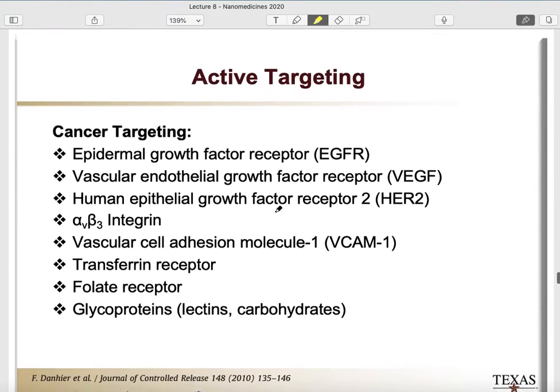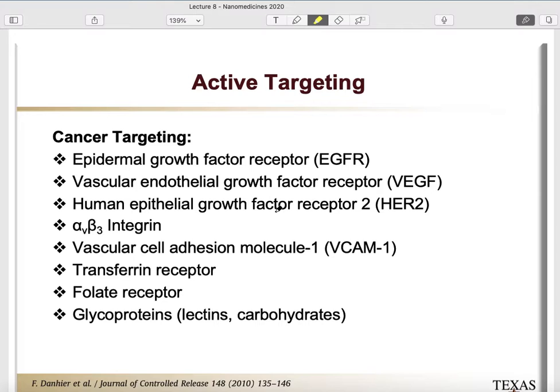All right, in terms of active targeting, the receptors that are most typically utilized on the cancer cells are the ones that are listed here. Notice that they are mostly growth factor receptors, which tend to be overexpressed in cancer cells, so EGFR, VEGF, and HER2. In addition to that, we have cell adhesion molecules, such as integrin or the vascular cell adhesion molecule 1, VCAM. We also have transferrin receptor, folate receptor, which I mentioned in the previous slide, and then glycoproteins that can be targeted by utilizing carbohydrates or oligosaccharides.